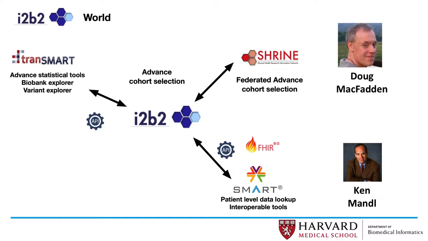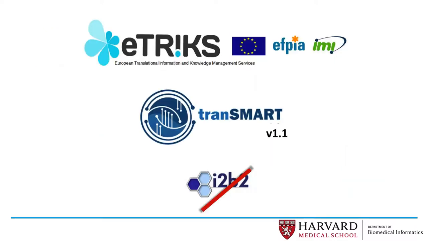So everything was working fine, but then something bad happened in the context of the evolution, and this happens in open source development. With the big European funded project eTRIKS, they decided to remove the i2b2 software from Transmart. They kept the i2b2 tables, so the tables were still there, but the software that was created by Shawn's team, by Mark, Lori, by everyone from his team, was taken away.